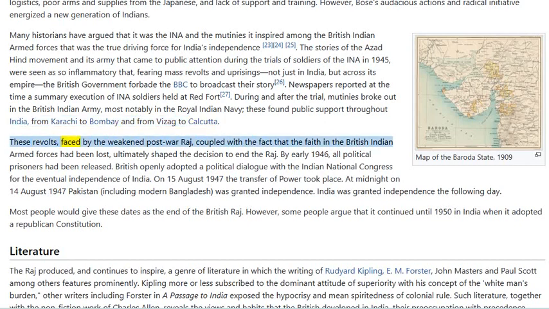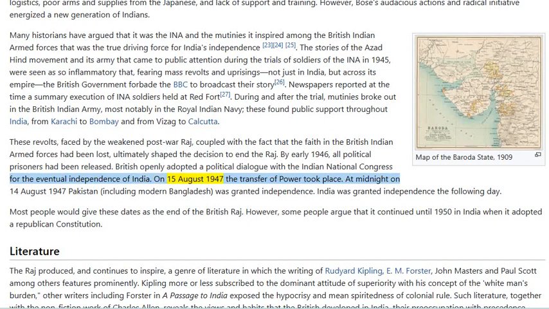These revolts, faced by the weakened post-war Raj, coupled with the fact that the faith in the British Indian armed forces had been lost, ultimately shaped the decision to end the Raj. By early 1946, all political prisoners had been released. The British openly adopted a political dialogue with the Indian National Congress for the eventual independence of India.